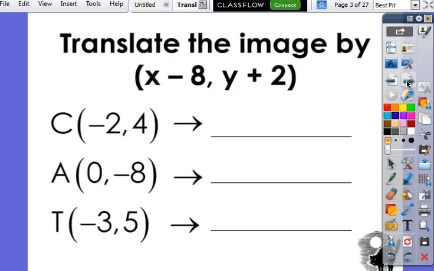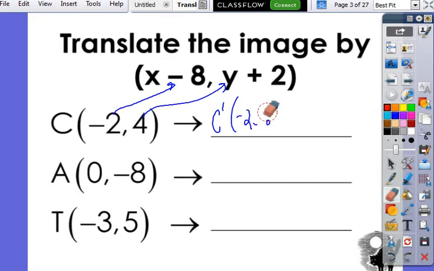There is no changing signs. There is no swapping stuff. All I'm doing is moving it left, right, up, or down. Now, if it gives you the rule here, what do we do? You just plug in the X and the Y. So C prime would be negative 2 minus 8, and then 4 plus 2. So my actual answer would be negative 10, 6.